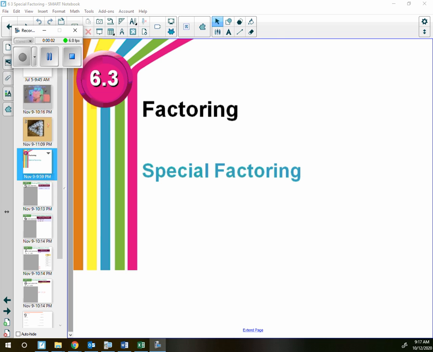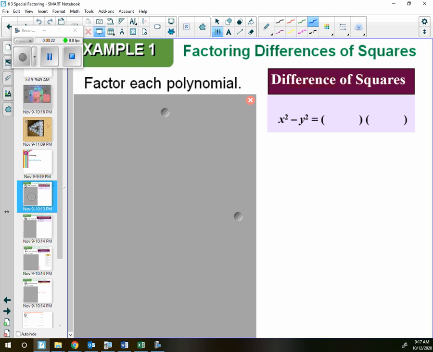All right, so we're going to take a look at some special types of factoring, things that you can look for that are really helpful when you're trying to break things down into products, because remember that's what factoring means, writing something as a product of its factors, things that multiply to get that product. So today we're going to look at some special things that you can look for that maybe will help guide you when you do your factoring.